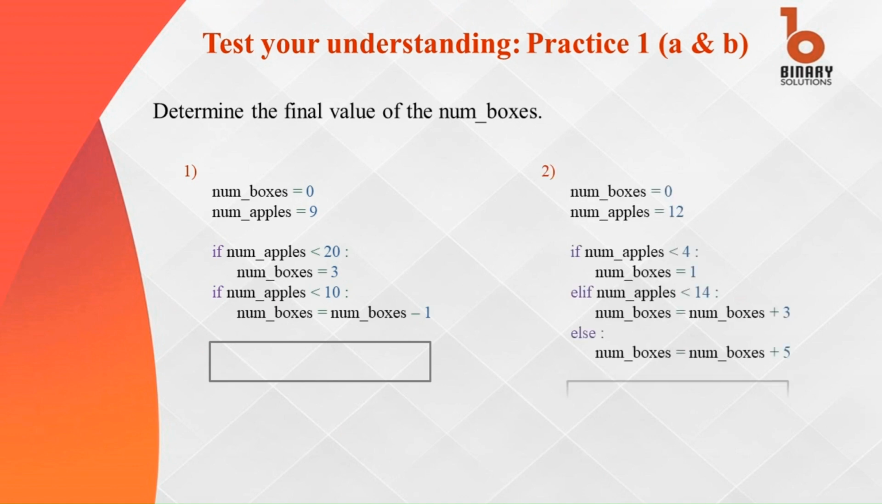Here comes the second question. With num apples equals 12, you need to evaluate these conditions to determine how many boxes are needed. Let's see if you can work through the logic and figure out the final value of num boxes. Carefully check your answers and match them with the correct answers.